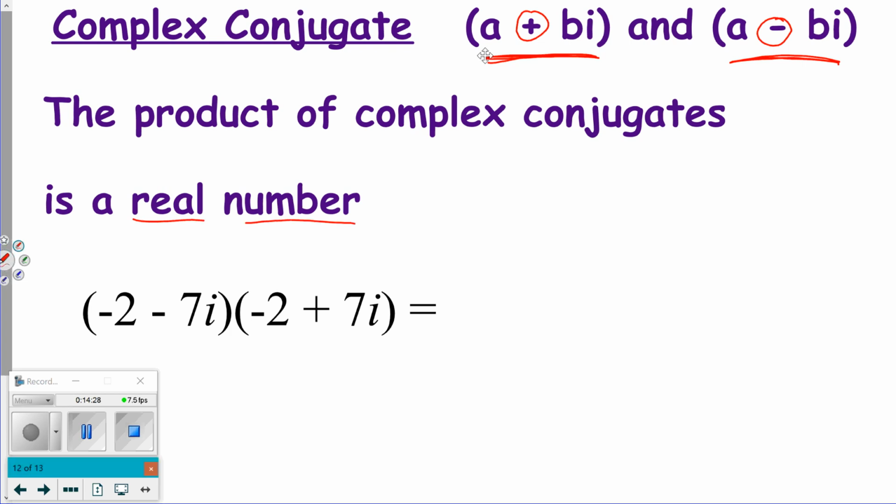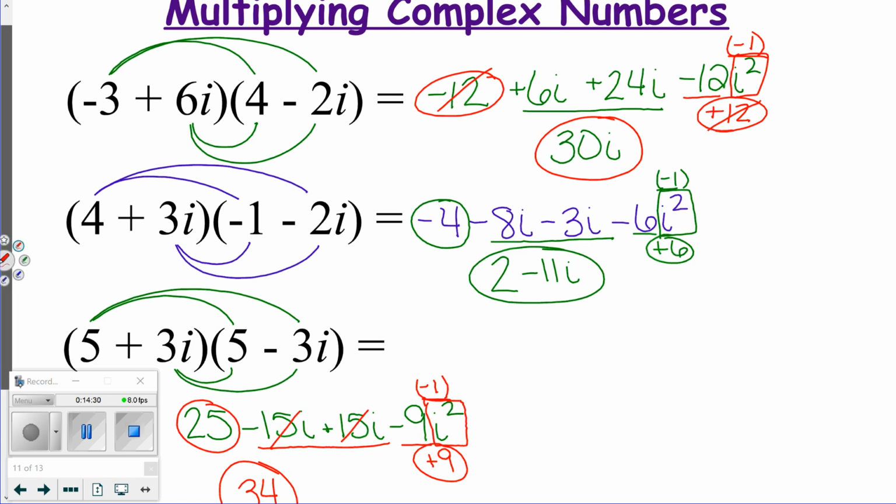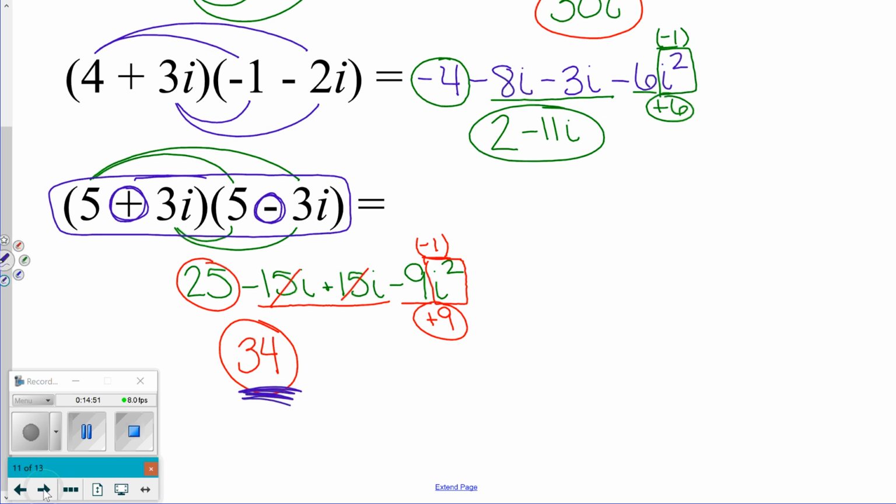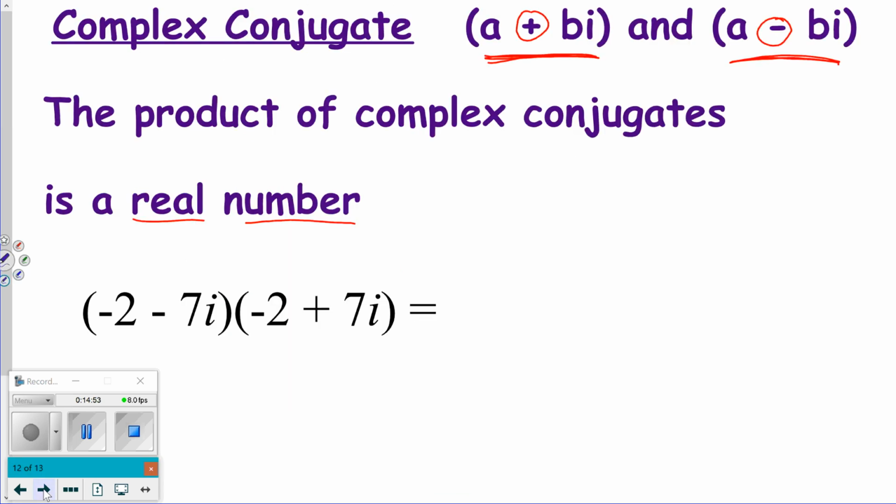If we look back at the previous slide, that last problem, you actually multiplied complex conjugates together. If you look right here, this one was 5 plus 3i, 5 minus 3i. So you had complex conjugates, and look at your answer. It was a real number. It wasn't imaginary anymore. So that's what we're looking at, multiplying these together.